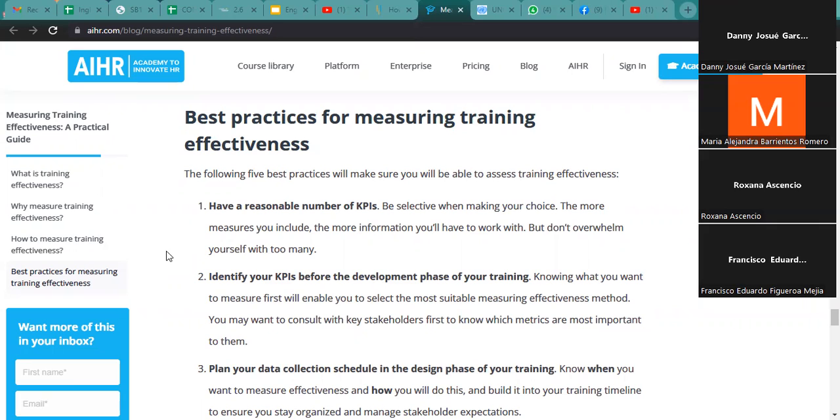Have a reasonable number of KPIs. Be selective when making your choice. The more measures you include, the more information you'll have to work with, but don't overwhelm yourself with too many. Okay, what did you get from this?